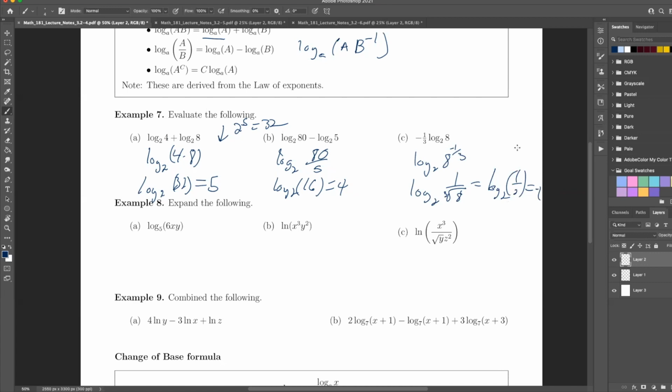And again, how do you solve a log? Here I'll have 2 to what power is equal to half, and here that's negative 1. Okay.